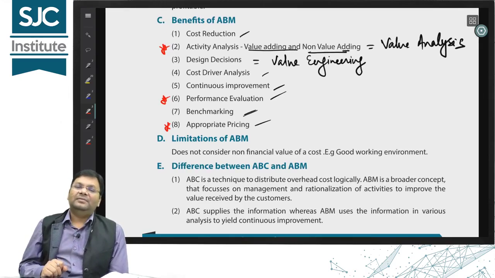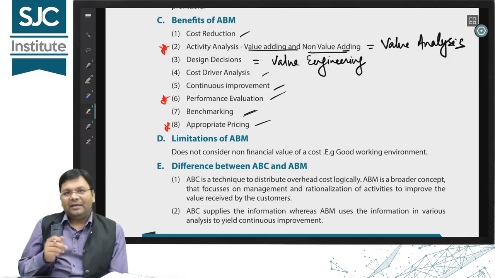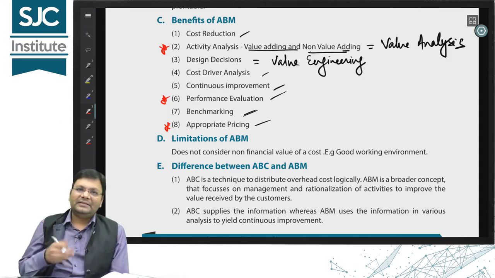For example, a good working environment, for example a canteen in your company for your workers. So you might say that when the canteen was not there, then also I was getting the same output. Now when the canteen is there, I am getting the same output from my workers. So after providing food to the workers, you have not seen any significant improvement in the efficiency of workers. So you are now thinking this canteen is non-value adding, so you want to eliminate that.